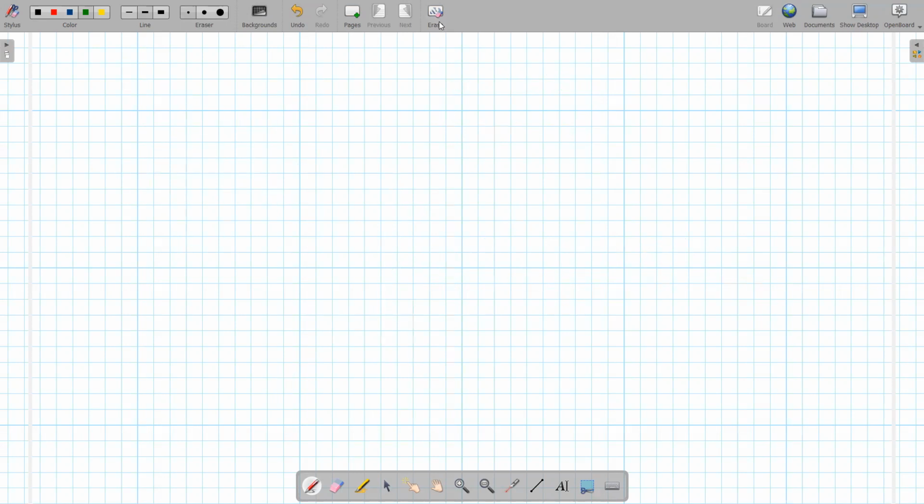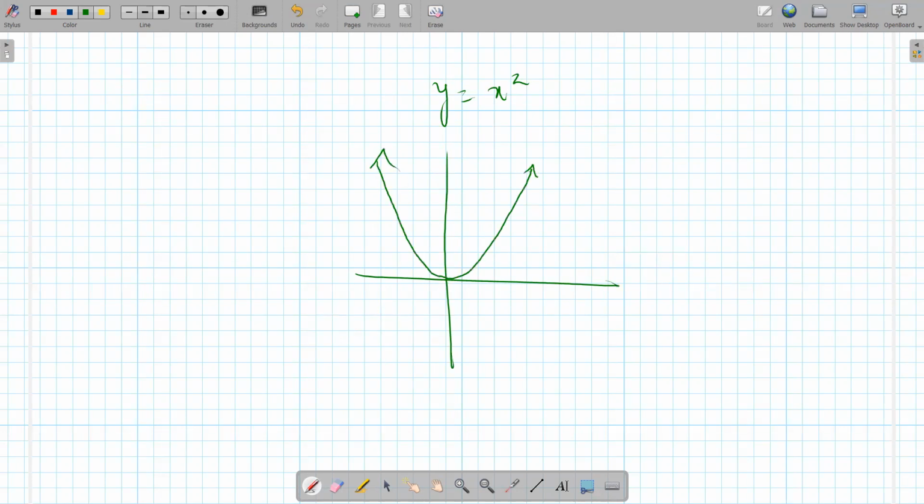Another function that you did in grade 10 was quadratic, y equals x squared, the parent function. That looks like a U that goes through the origin. This one also passes the vertical line test at any given point. So how do you know something is a function? If it passes the vertical line test.